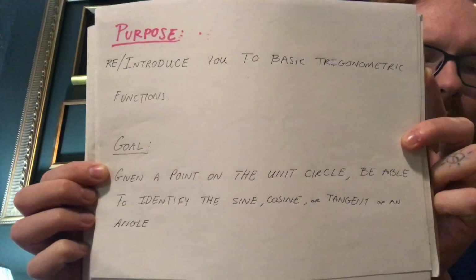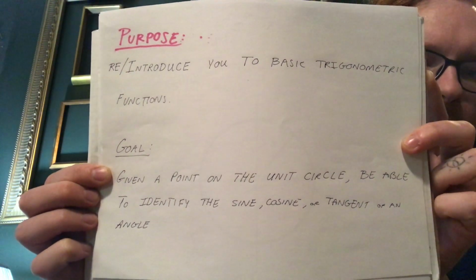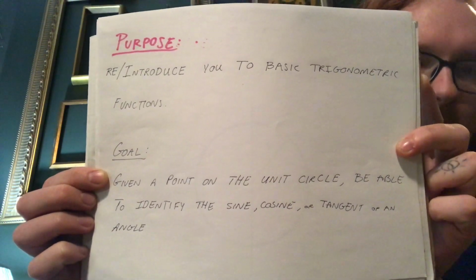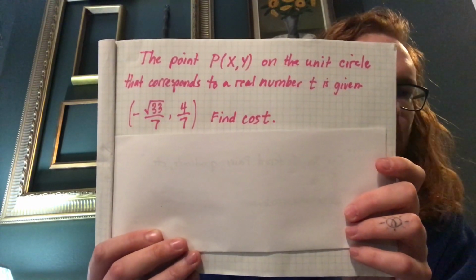Your goal is to be given a point on the unit circle, we'll talk about that, and be able to identify the sine, cosine, and tangent of the angle that's related to it. In other words, you see a question that looks like this, and you'll be able to answer it. If you want to pause that and look at it for a second, you can, otherwise I'm going to go on. Okay, so that's the purpose.